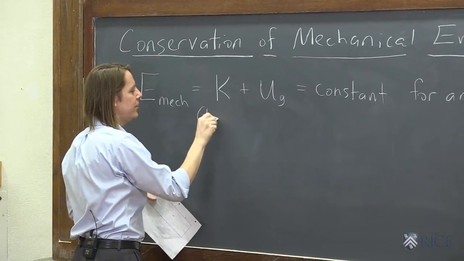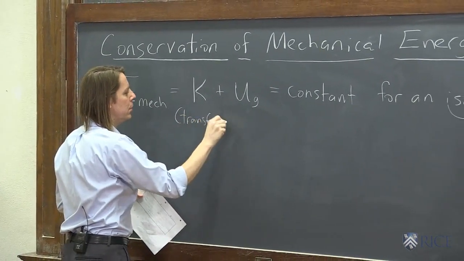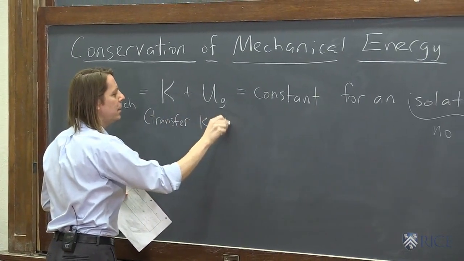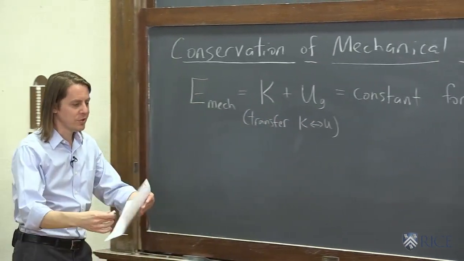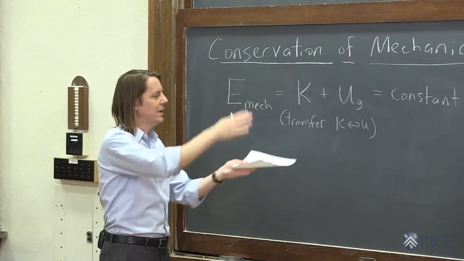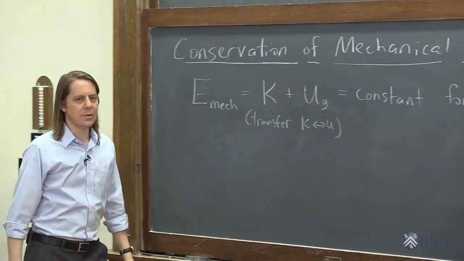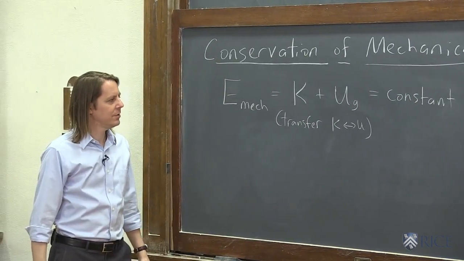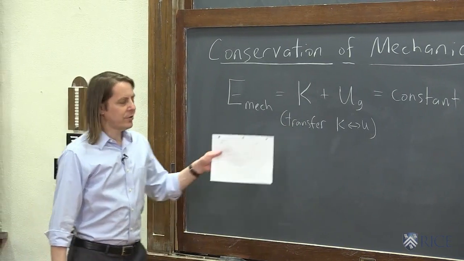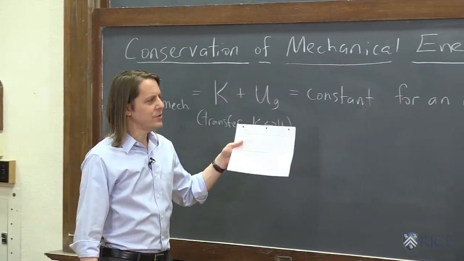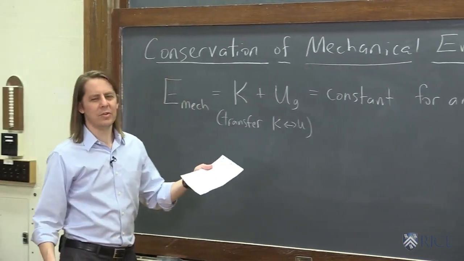So you can transfer between K and U. So in your system, you can have the potential increase and decrease, the kinetic increase and decrease, but their sum is equal to the mechanical energy and it's constant. Okay? So this is a fairly simple idea. You'll see it written different ways in books.